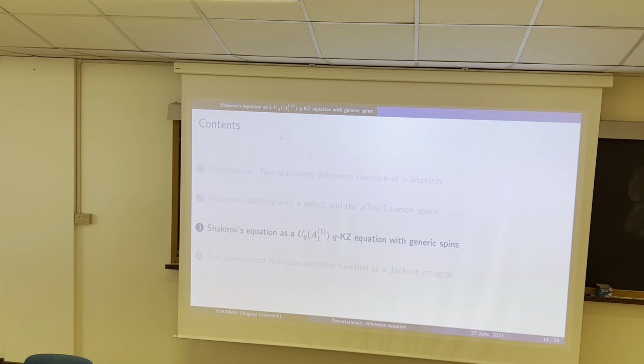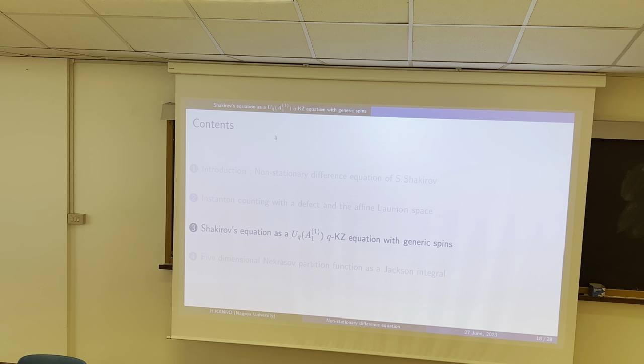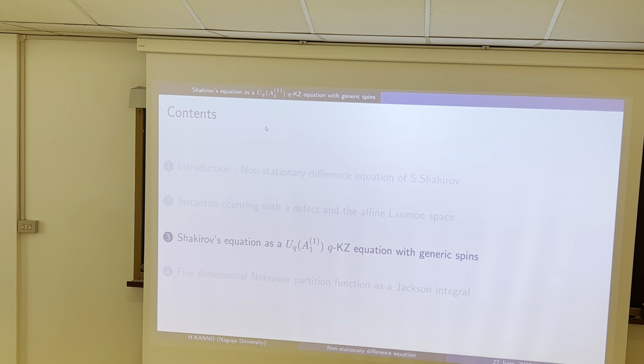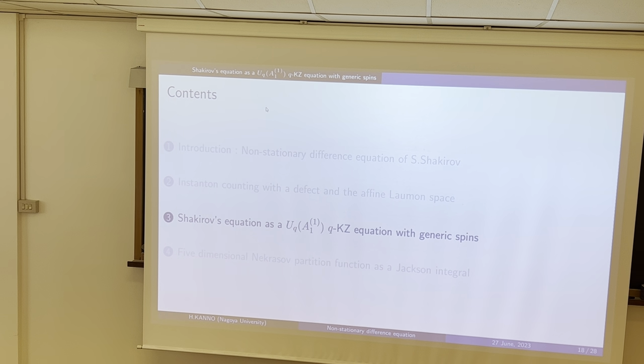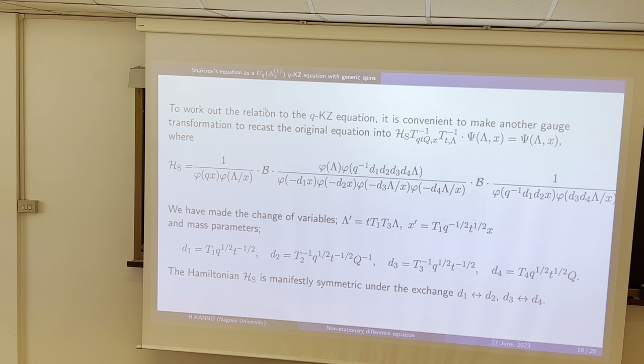So, for the first step to the proof of our conjecture, I will show you the relation of Shakirov's equation to the QKZ equation for the quantum affine algebra, only in the restricted case. This is also another technical part. We made another gauge transformation. Previously, we made a gauge transformation to relate Shakirov's Hamiltonian to the Hamiltonian of discrete q-Painlevé 6. And we made another gauge transformation to see the relation to QKZ.